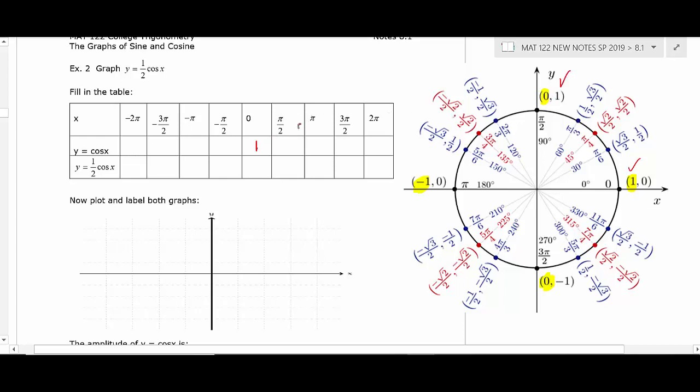Cosine of pi over 2 is 0. Cosine of pi is negative 1. Cosine of 3 pi over 2 is 0. Cosine of 2 pi is back to 1. So that would be a cycle through the unit circle, so that's one period of the graph. If you go backwards, you would get 0, negative 1, 0, and 1 again like that. Okay, so all that information again is coming from the unit circle.